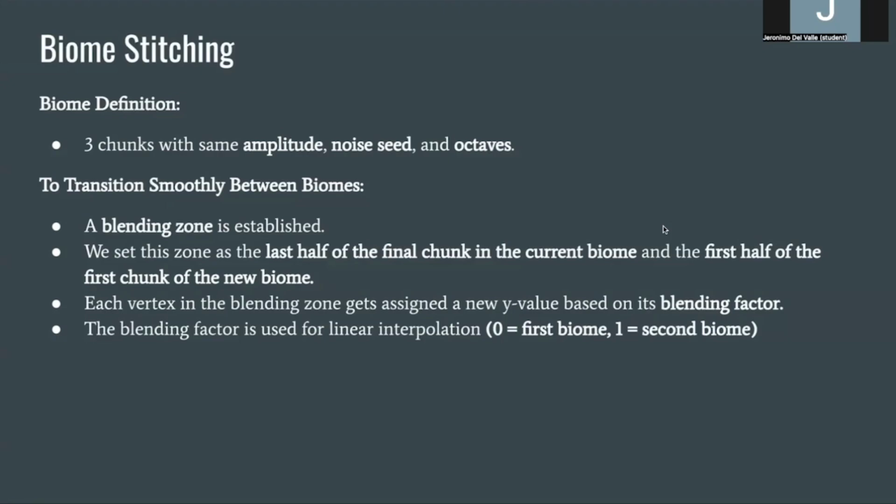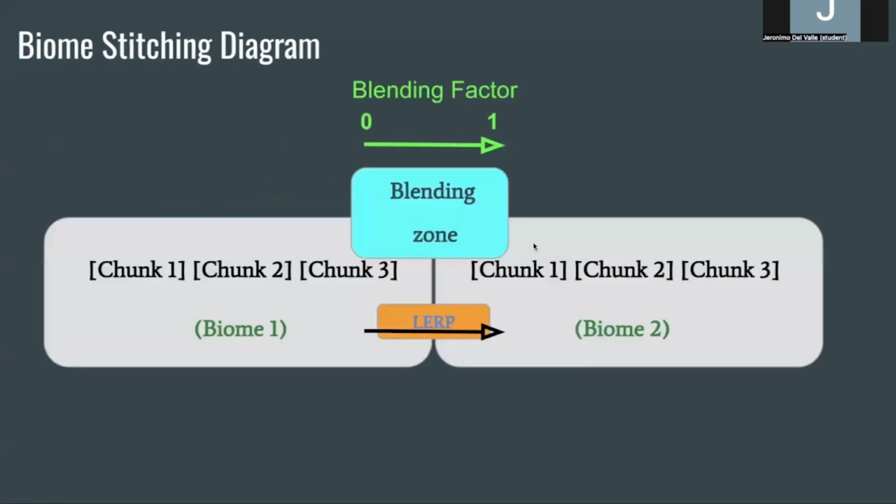In this blending zone, each vertex gets a blending factor that ranges from 0, meaning it fully belongs to the first biome, to 1, meaning it fully belongs to the second biome. We use this factor to apply linear interpolation to calculate the y values for the vertices. This creates a smooth transition without any sharp changes.